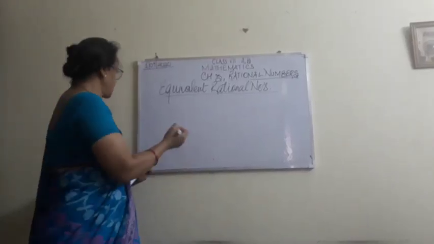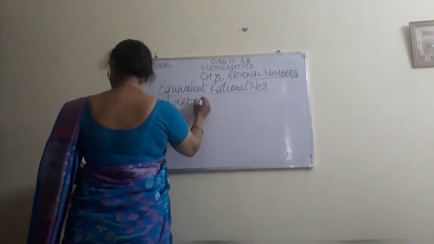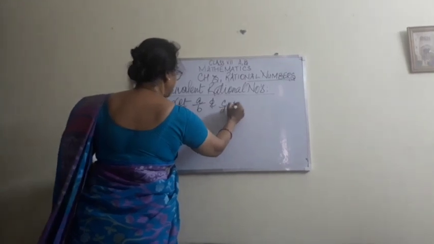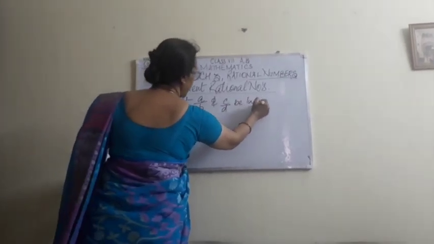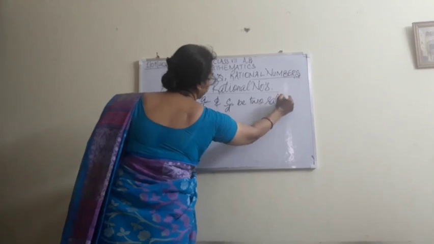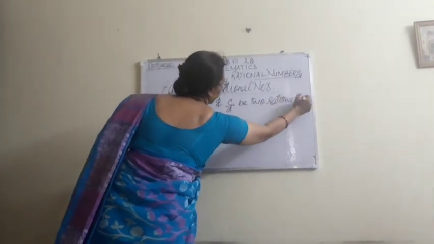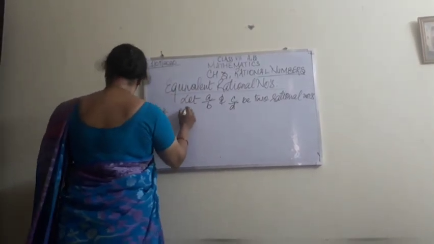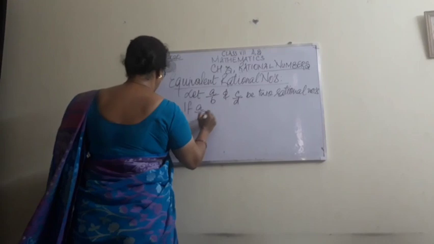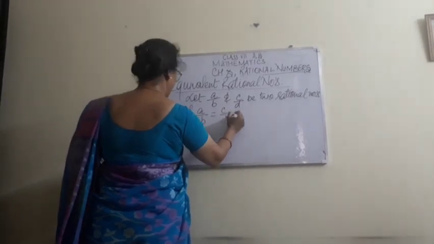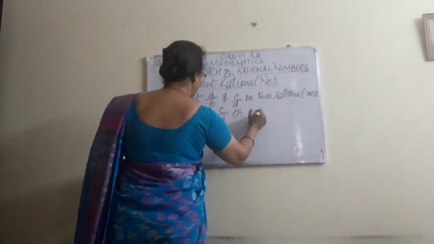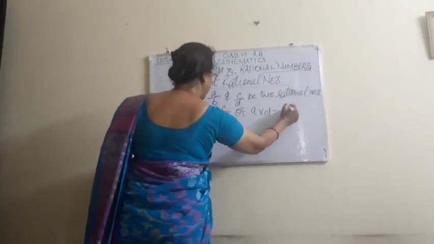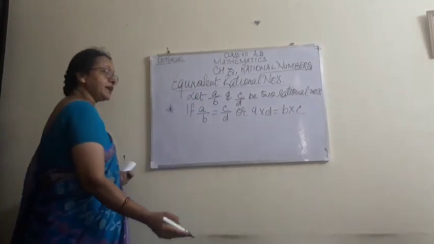Now students, there is a condition. Let A upon B and C upon D be two rational numbers. Okay students, there is a condition. First condition: if A upon B is equal to C upon D, or A into D is equal to B into C, then they are equivalent fractions.